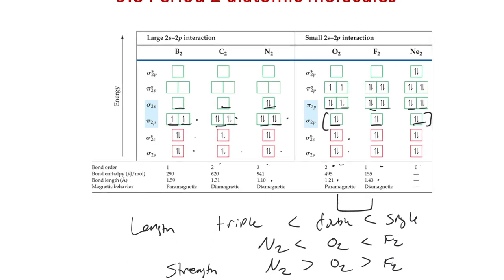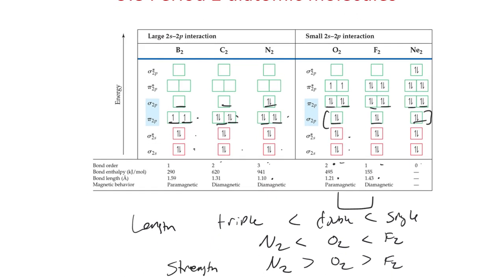So if we want to break the bond, a triple bond is going to be stronger. So 941 kJ per mole for our bond enthalpy for N2. And then O2 is weaker and F2 a lot weaker, being a single bond. And now there's two molecules on this chart that are equal in bond order. So if we were to compare C2 versus O2, we can make a comparison here too.